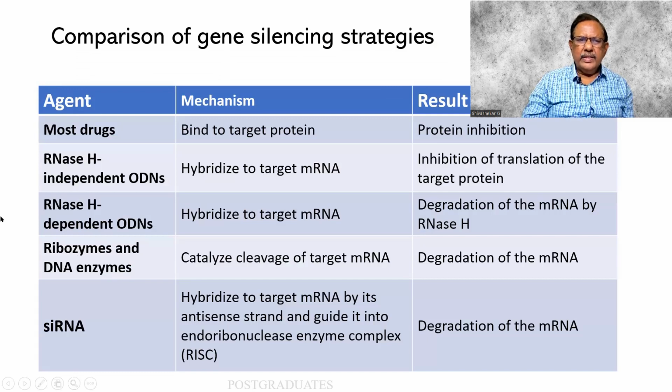Comparison of the gene silencing strategies. Mostly it is drugs, and these can be the various ones which can be used. And what is the mechanism? It can bind to the protein, or it can hybridize messenger RNA, catalyze the messenger RNA, or the target messenger RNA. So these are the various mechanisms, and ultimately there can be either a degradation or an inhibition of the nucleoproteins. So this is one thing that we can remember, at least a couple of them. It will not be as difficult as it appears.